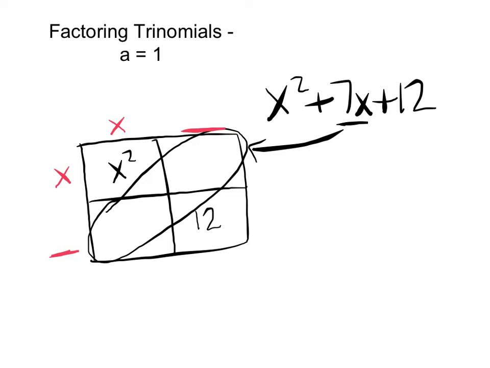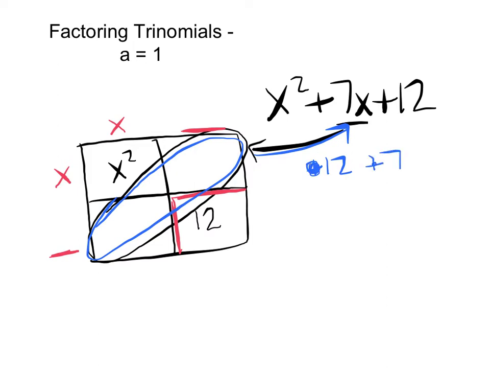Well, if we're looking at our area model, we can see that those two numbers need to multiply to make 12. Those two numbers also need to combine to add up to get us that 7x. So basically, we're looking for numbers that multiply to be 12 and add to be 7. Multiply to be 12, add to be 7.